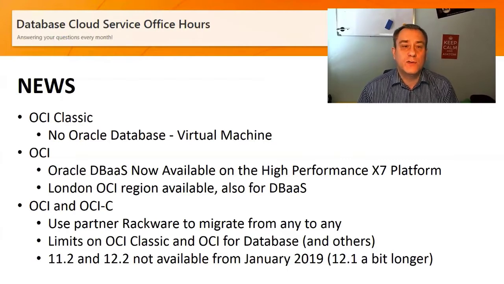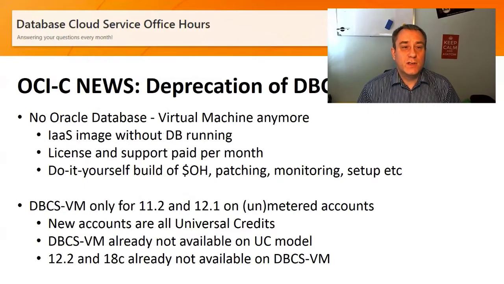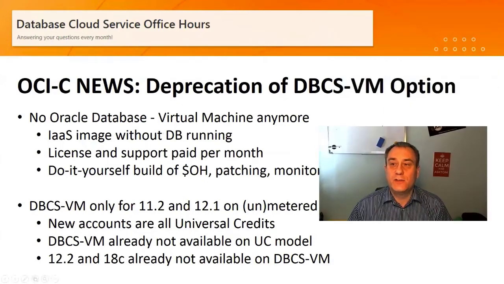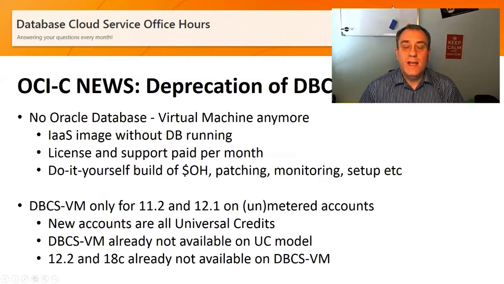So let's kick off with the first subject. The first news was the deprecation of the DVCS VM option, the database VM option. When we started with database in the beginning, we had the database cloud service, and we had two flavors basically. We had a flavor where everything was done for you. The moment you said, I want to have a database, you go through a wizard, next, finish, and the answer will be a fully running database, either 11.2 or 12.1.